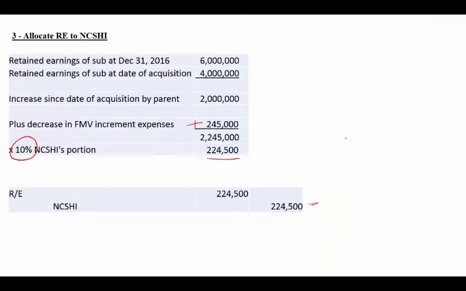Next, looking at our allocation of retained earnings to NICSHI, we can see very clearly that this has an impact on retained earnings of a decrease of $224,500, however, no impact on 2016 net income. This makes sense, as this is not a net income calculation or net income adjustment, it's just an adjustment between one equity account and another.